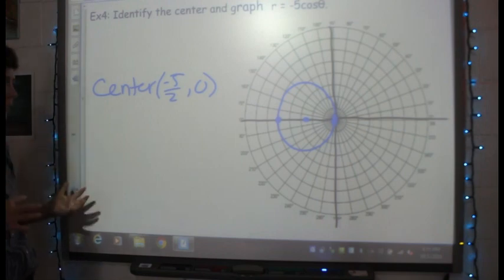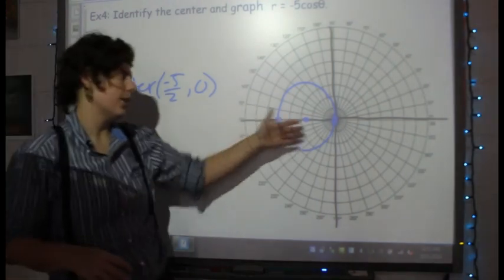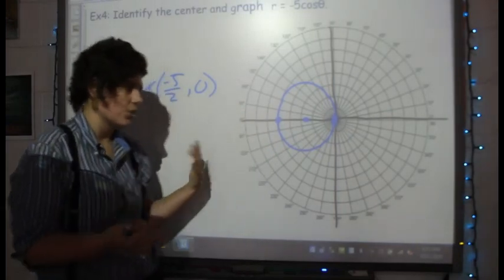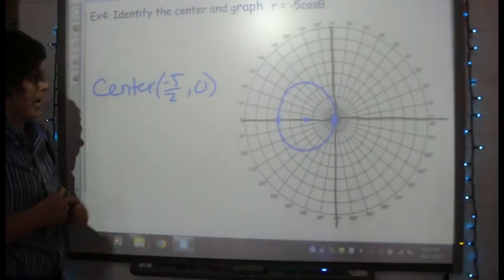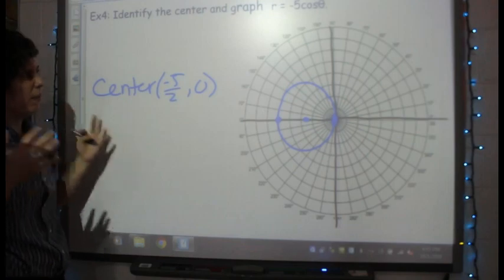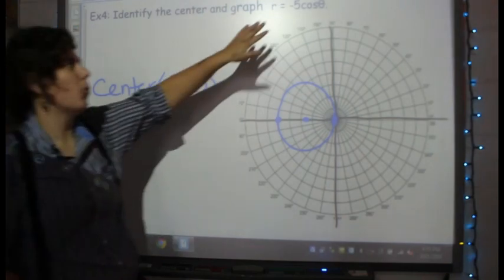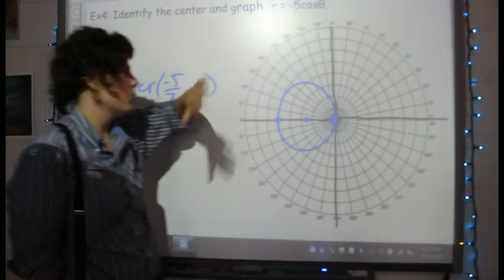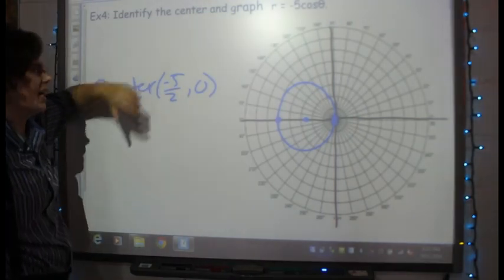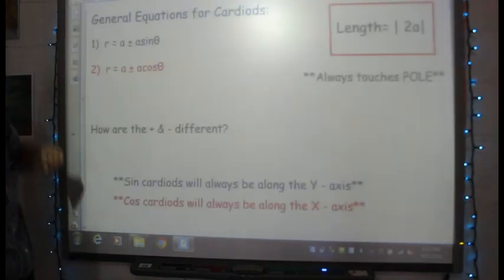So use the formula if you want, or you can just count it out. Very similar to how we did conics, you can just count it out, it's no big deal. As you can tell, circles in polar are way easier. The formula is much simpler, takes way less effort. Only thing you got to write down is the center there.